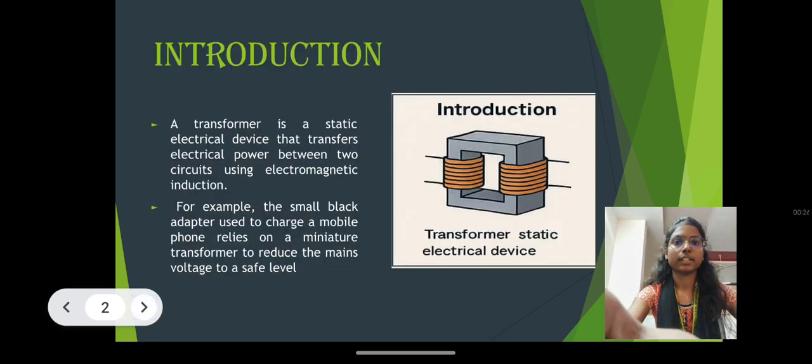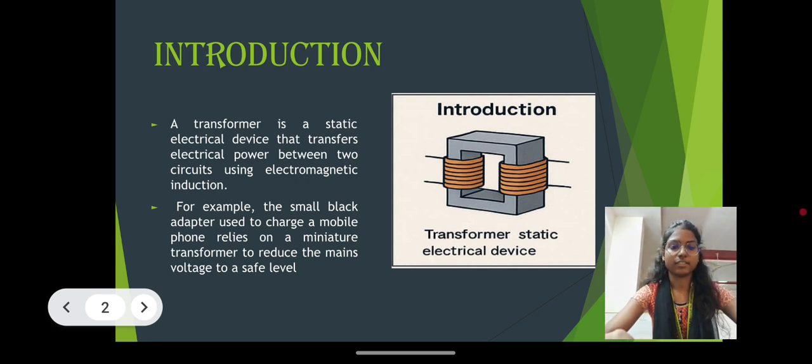So, introduction. A transformer is a static electrical device that transfers the electrical energy between two or more circuits through electromagnetic induction. It does not have any rotating parts and works only with alternating current. The main purpose of a transformer is to increase or decrease the voltage levels while keeping the frequency constant. This ability makes the transformer an essential component in power transmission and distribution.